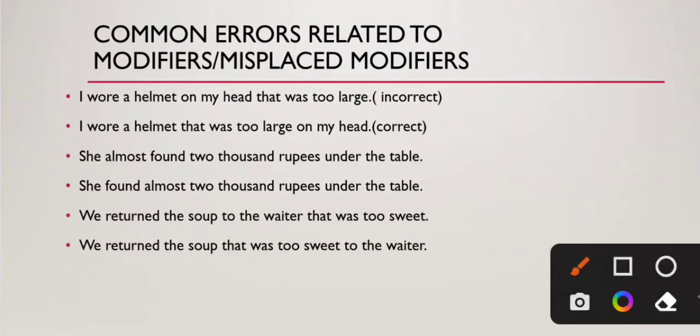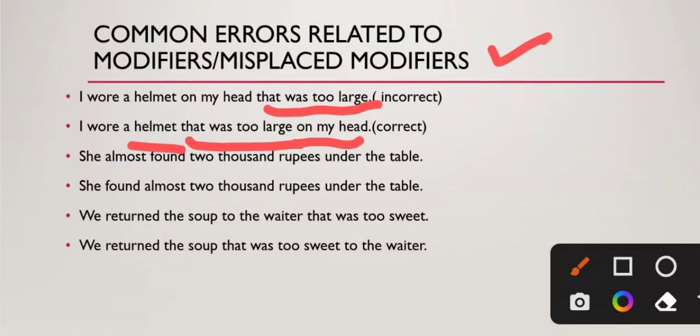Now misplaced modifiers. These are the common errors related to modifiers. I wore a helmet on my head that was too large. It's a clause. Okay. What was too large? Helmet or head? The helmet was too large. So we have put the clause at the wrong place. So how can we correct it? I wore a helmet that was too large on my head. So that was too large will be used with helmet. It is modifying the noun helmet.